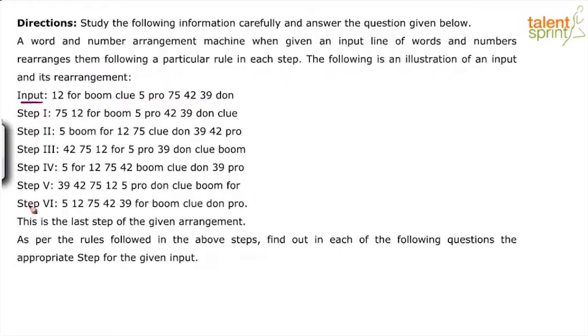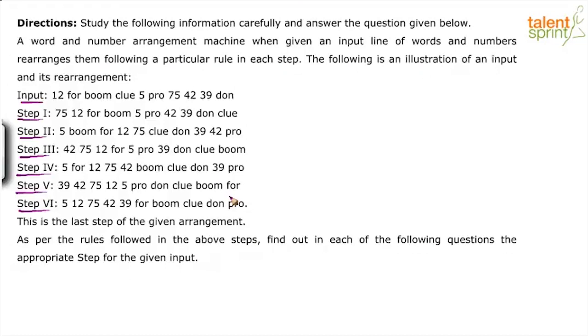And then we've got these steps, right? Step 1, step 2, step 3, step 4, step 5 and step 6. He says this is the last step of the given arrangement. And as per the rules followed in the above steps, we have to find out the answer to the following questions. But first of all, we need to understand what are the rules followed in the steps given here. So let's try and do that.